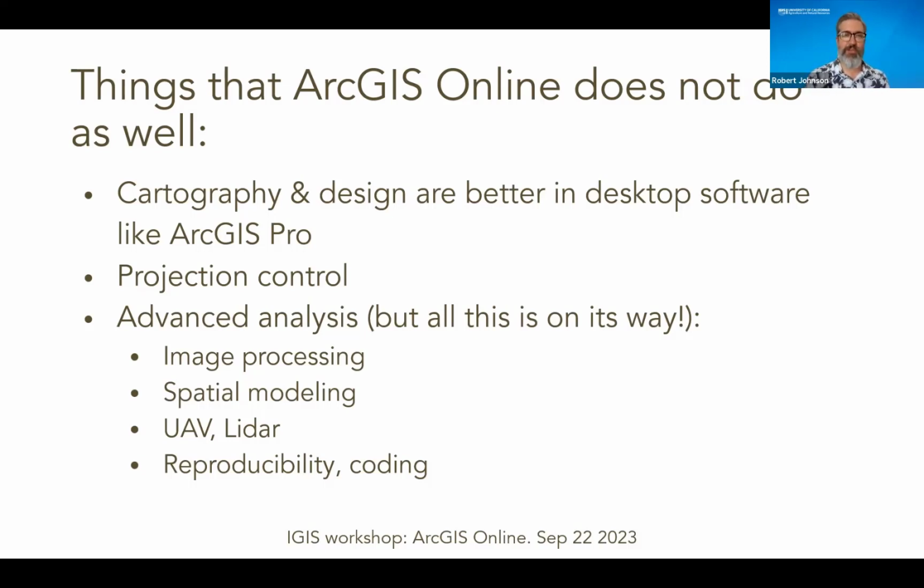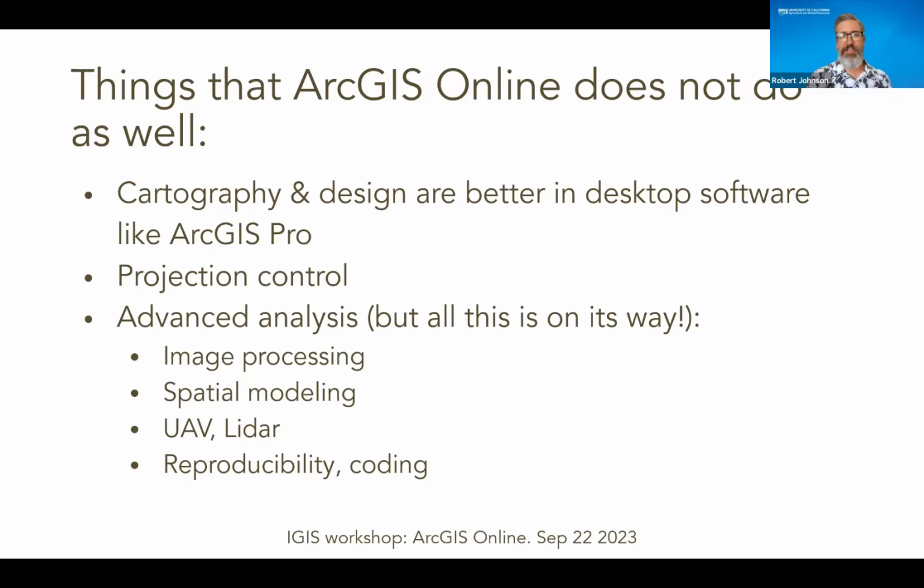Projections are also a limiting factor in the online environment. By default, Esri does everything in the Web Mercator projection, which is great for a web map. You can zoom out to the full earth and get a full wall-to-wall, fill-your-screen view on a map. But you really can't get out of that one projection unless you do some background stuff with pulling in a base map that's in a different projection.